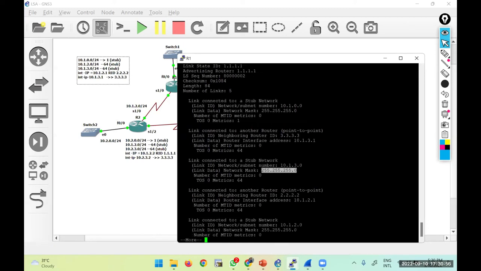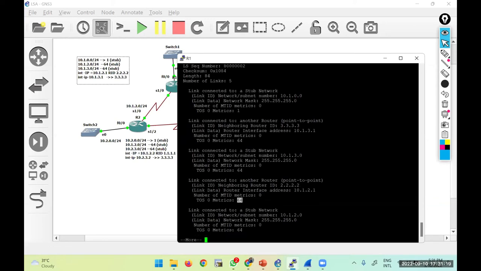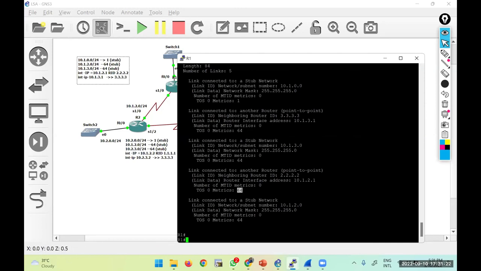And if you check the other one, the point-to-point connected to neighbor router 2.2.2.2, the RID is 2.2.2.2, and the interface connected to Router 2 is 10.1.2.1. For this link, the cost is 64, because we have that network already, 10.1.2.0, with cost 64, and the subnet. So if I check the LSA, we will have all the LSAs in R1, R2, and R3.